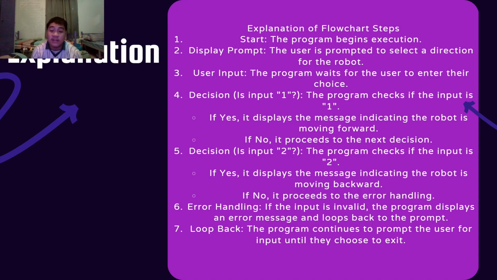As for the error handling, if the input is invalid, the program displays an error message and loops back to the prompt. The program will continue to prompt the user for input until they choose to exit, which means it will go through the first step at the display prompt until the user input has been made for the robot to move forward or backward. Otherwise, the user can exit the program.